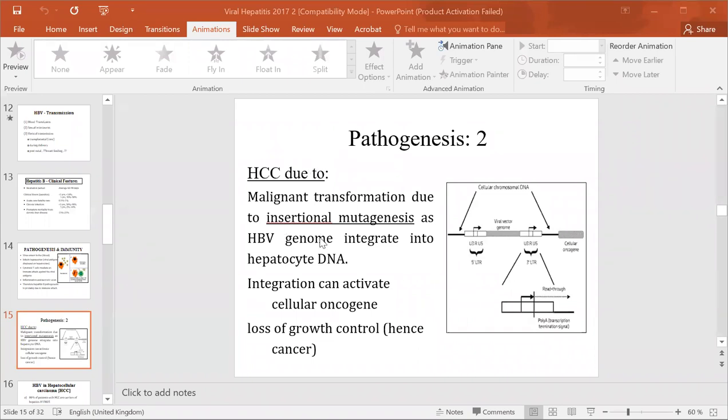So on this diagram, this is your chromosome. The chromosome is found in all the cells of your body. So assuming this is in the DNA of hepatocytes. When you get infected with the hepatitis B virus, the virus normally goes to the nucleus because it has to replicate there.